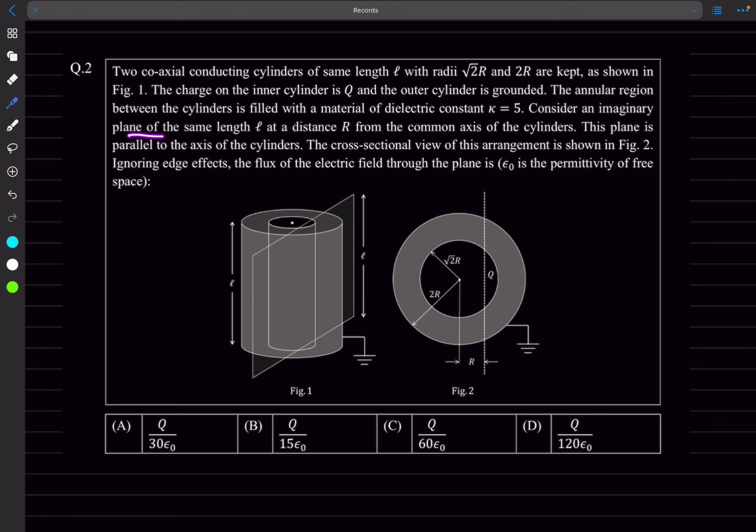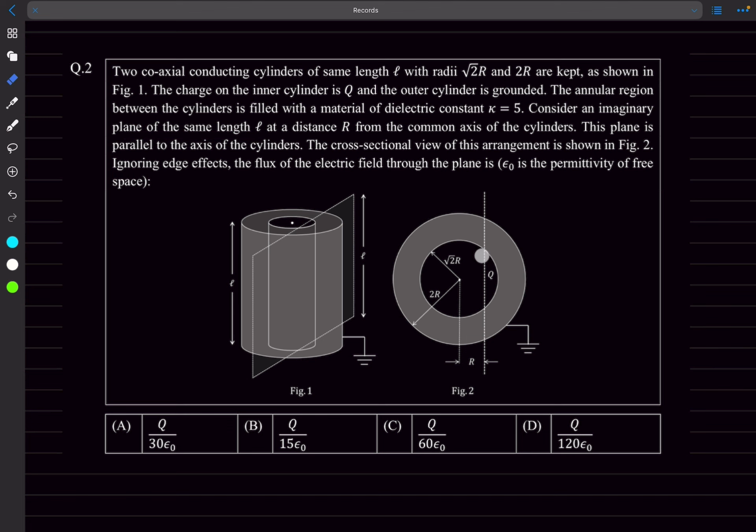Okay, so we have a dielectric material inserted between these two cylinders. Consider an imaginary plane of the same length L at a distance r from the common axis of the cylinders. The plane is parallel to the axis of the cylinders. The cross-sectional view of this arrangement is shown in figure 2. Ignore edge effects. The flux of the electric field through the plane is.